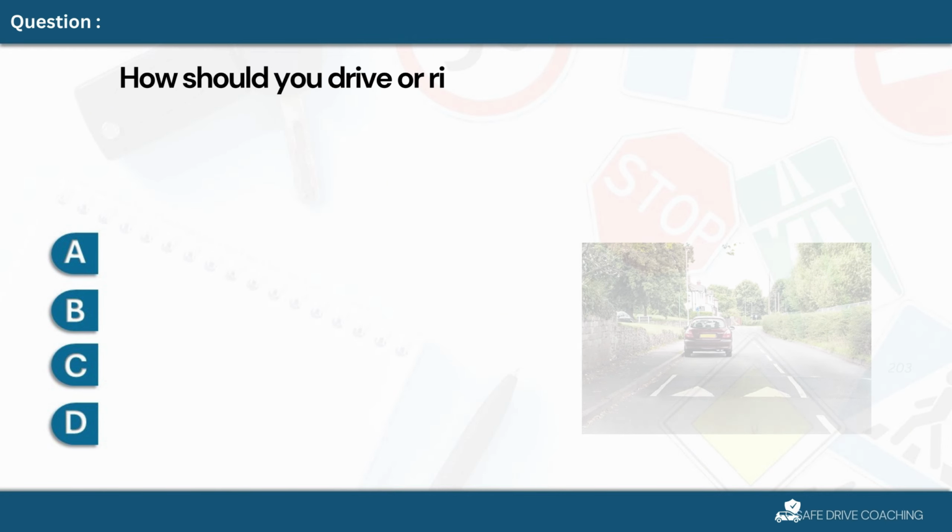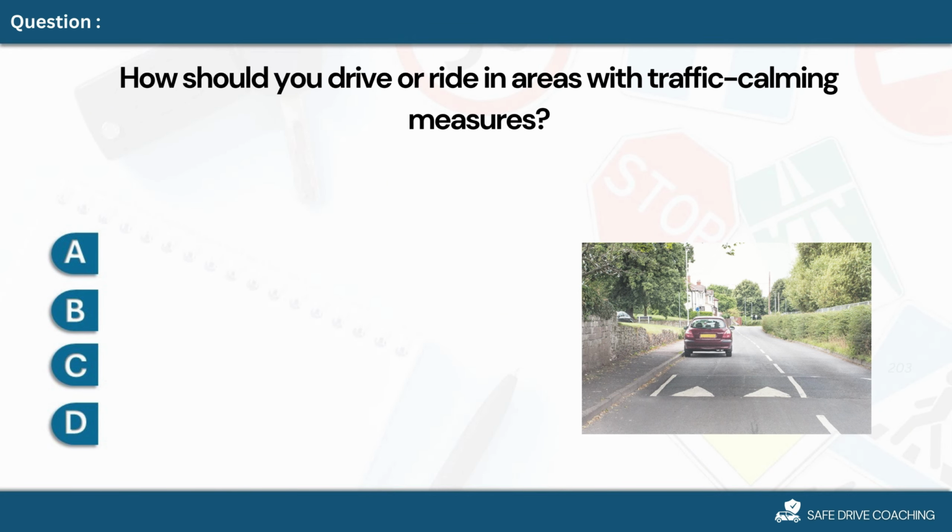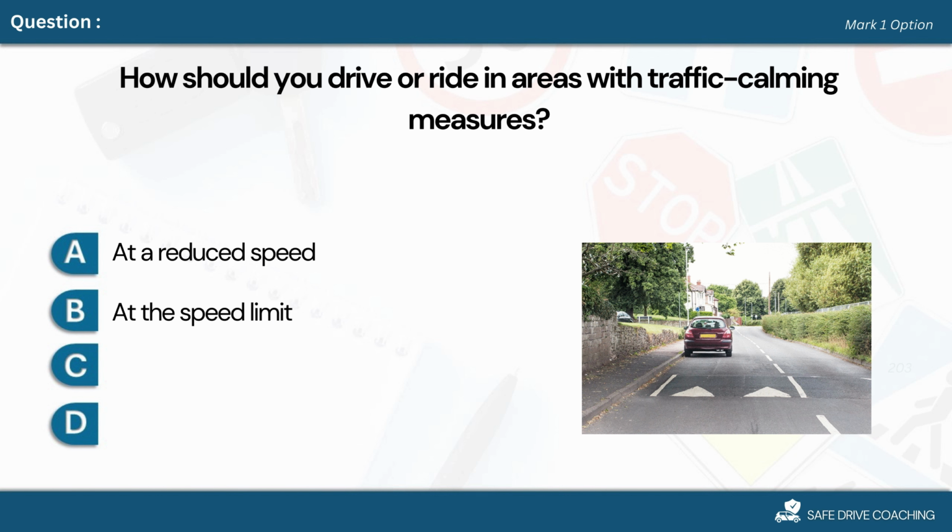How should you drive or ride in areas with traffic calming measures? A. At a reduced speed. B. At the speed limit. C. In the center of the road. D. With headlights on dipped beam.